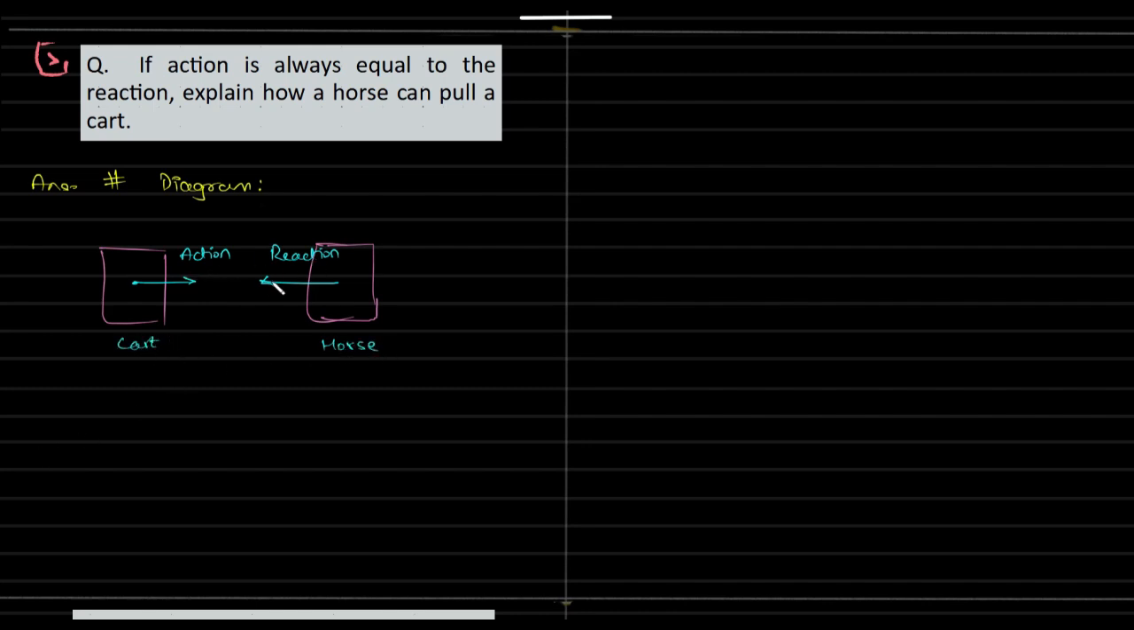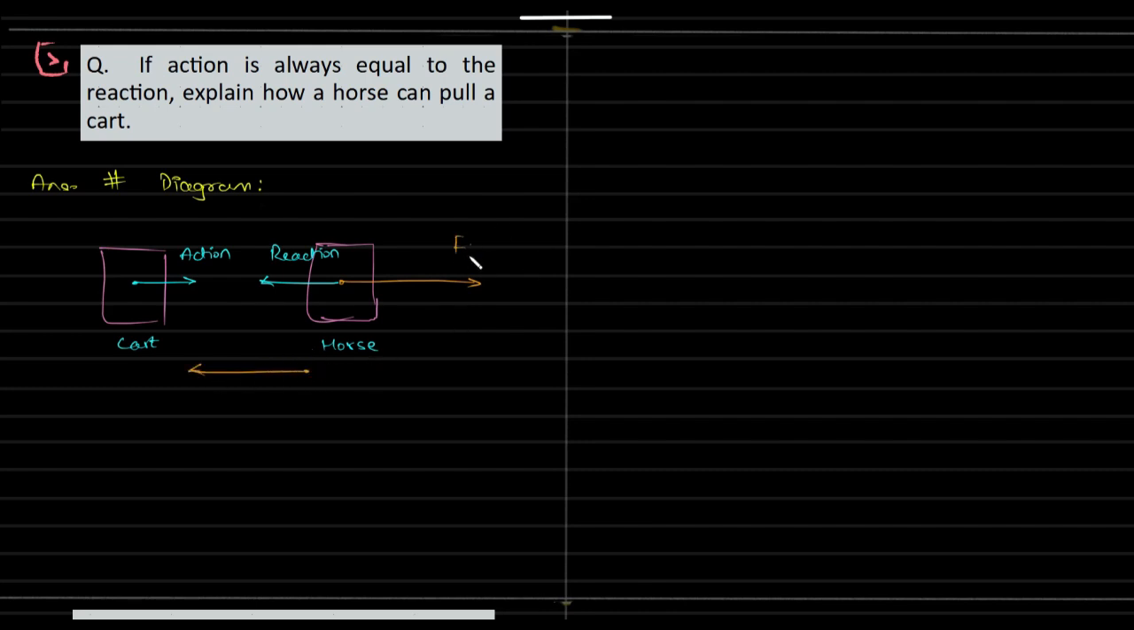So when these are equal and opposite, how is it that the entire system moves? They're supposed to cancel each other, right? Well, the first thing is they are not on the same object. The main force here is the horse pushing the ground and the ground pushing the horse back. So that's the main thing.